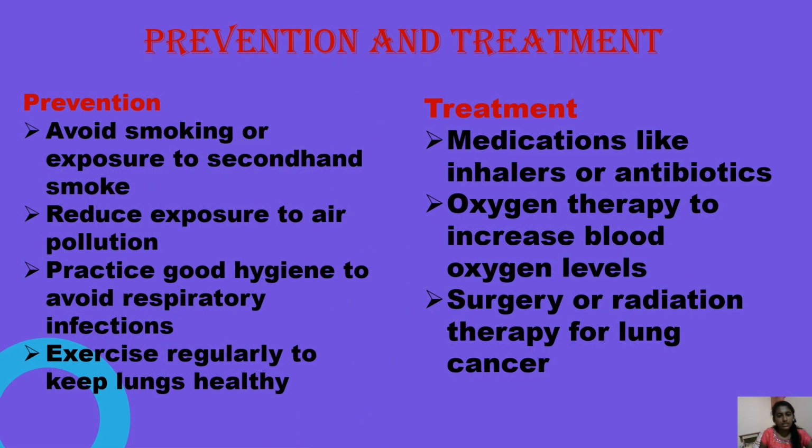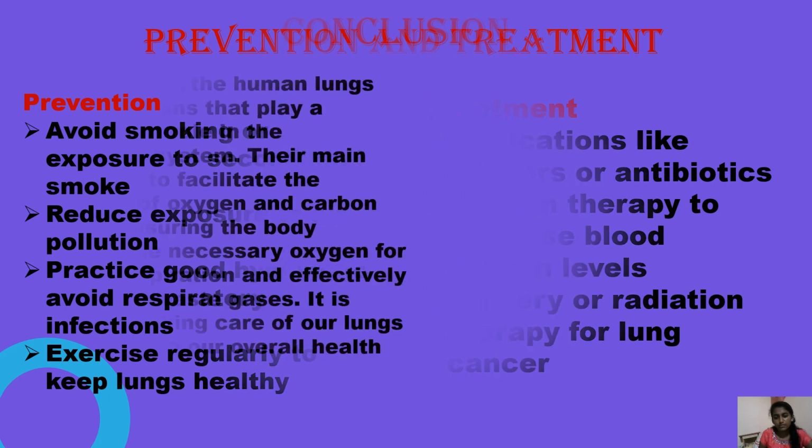Prevention and treatment for lung disease. Prevention. Avoid smoking or exposure to secondhand smoke. Reduce exposure to air pollution. Practice good hygiene to avoid respiratory infection. Exercise regularly to keep lungs healthy. And treatment includes medication like inhalers or antibiotics, oxygen therapy to increase blood oxygen levels, surgery, or radiation therapy for lung cancer.